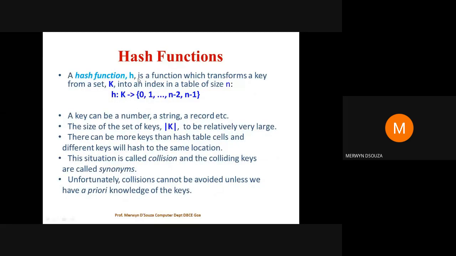So a hash function h is a function which transforms a key from a set k into an index in a table of size n. I've just mentioned to you, it will be denoted by h. There will be some mathematical function given to you. Using that mathematical function and each data item, you're going to compute a hash value. Depending on that hash value, you're going to insert the data into that hash position. Okay. So all this I've just explained to you. You can just read. And we will look at it more in detail.